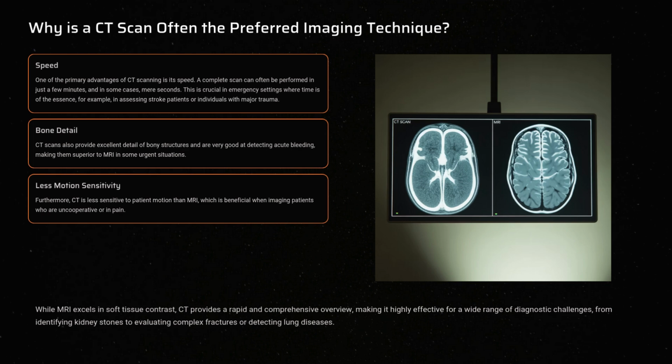Why is a CT scan often the preferred imaging technique? This brings us to why a CT scan is often the preferred imaging technique in certain scenarios, particularly in emergencies or for specific diagnoses. One of the primary advantages of CT scanning is its speed. A complete scan can often be performed in just a few minutes, and in some cases, mere seconds. This is crucial in emergency settings where time is of the essence, for example, in assessing stroke patients or individuals with major trauma. CT scans also provide excellent detail of bony structures and are very good at detecting acute bleeding, making them superior to MRI in some urgent situations.